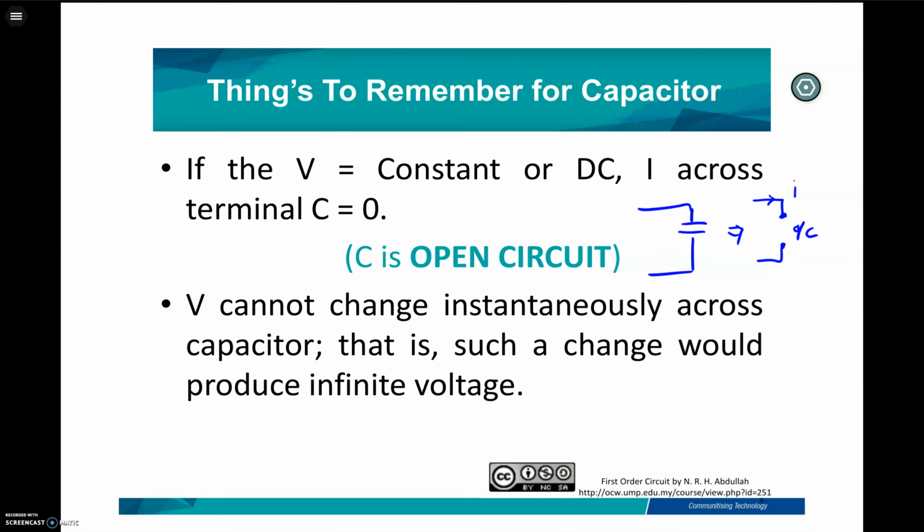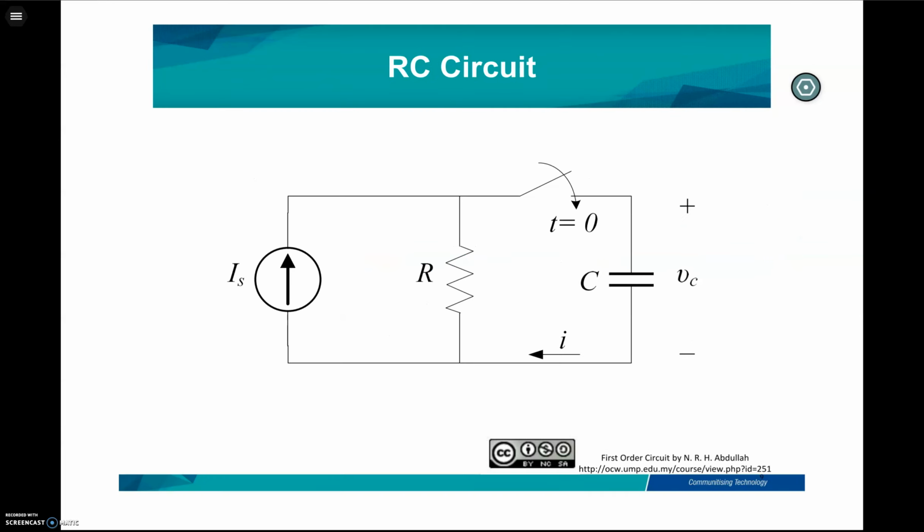And then the next is that voltage cannot change instantaneously across the capacitor, because such a change would produce infinite current. This is the example of the circuit when t is more than 0.